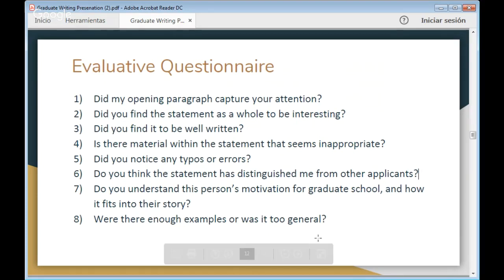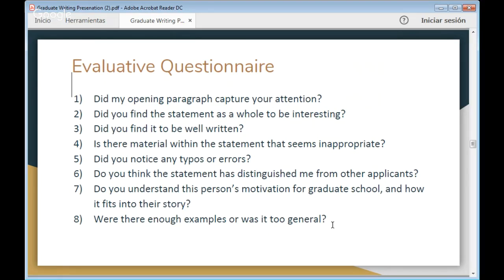Did you understand this person's motivation for graduate school and how it fits into their story? This is, as we said earlier, making sure it feels like a natural fit within your studies. Have you explained why this interests you and what you want to study? And the last one, were there enough examples or was it too general? Have you provided enough information about your extracurriculars, about your education, what it is that you've studied that give a little bit more concreteness to your essay?